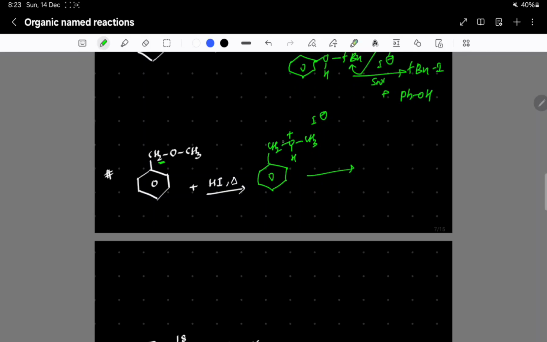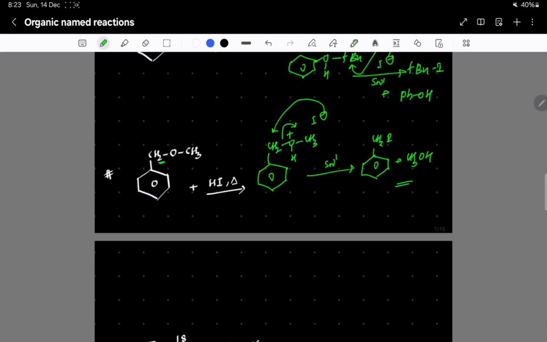But if we break this side, student, a benzyl carbocation is formed. This will follow the SN1 mechanism mostly. Now this I- will attack and you will get, student, benzyl iodide as the major product, CH2I, and methyl alcohol as the other product. This is followed by SN2, so you can do the SN2 process, student. Simply you can break and I- attacks, right?